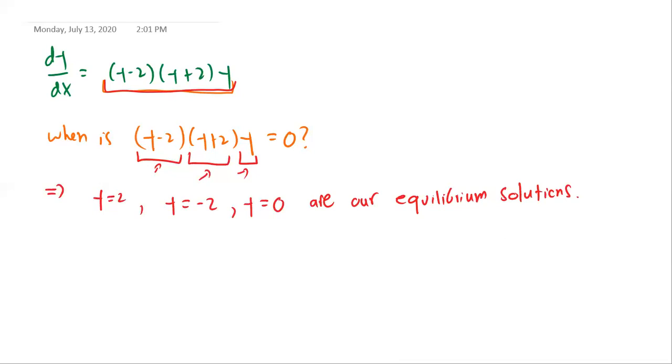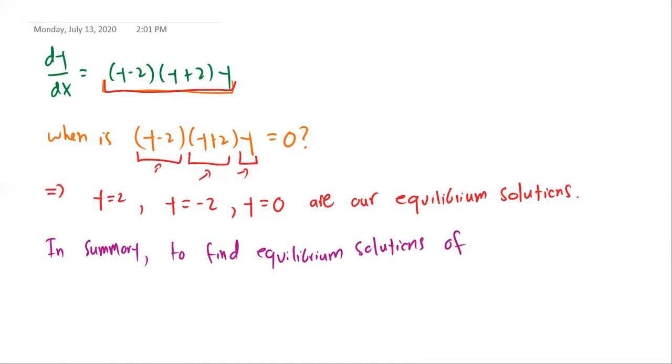So in summary, to find equilibrium solutions of dy/dx equals f of y, solve f of y equals 0, as you would in college algebra. Now, why are equilibrium solutions important?